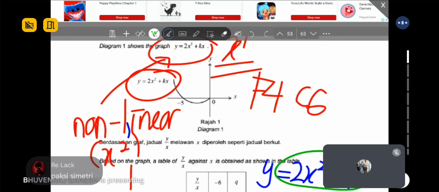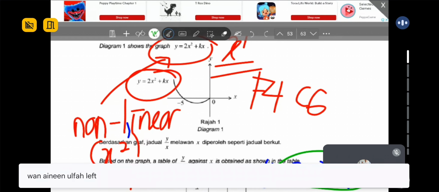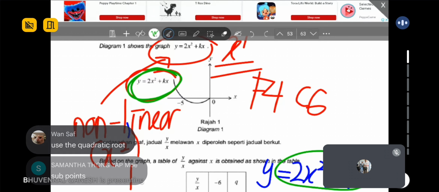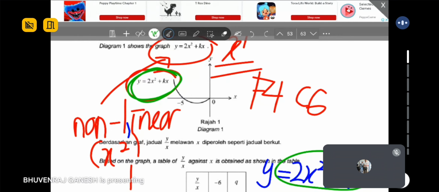Paksi symmetry. Okay, can? Boleh. But more easy method, satu kaedah lebih pantas, siapa tahu? So guys, this equation, right, is for the curve. Am I right? Dia adalah untuk lengkung. So guys, always remember, when you have equation for curve, any points that you see on the curve, you can substitute inside the equation. Kamu boleh gantikan mana-mana titik atas lengkung tu dalam persamaan lengkung.